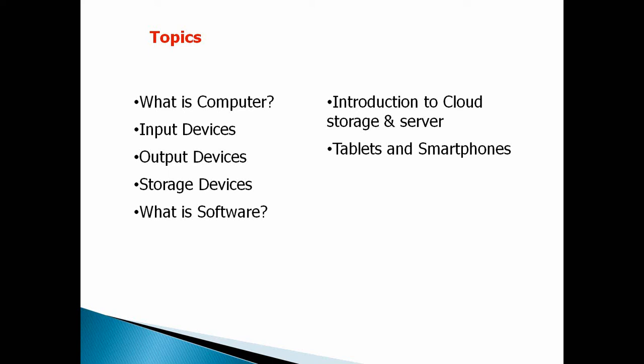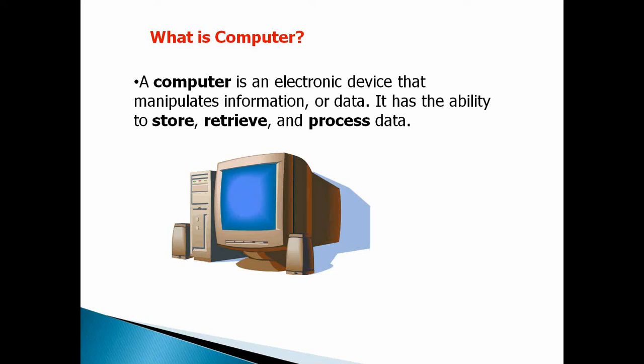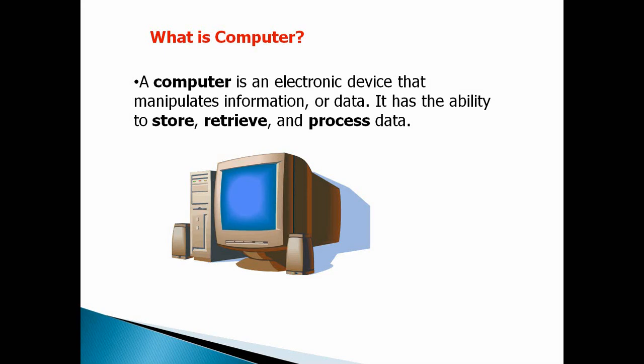Now let's see one by one. We will discuss this chapter. The first topic is what is computer? Exactly, a computer is an electronic device that manipulates information or data. It has the ability to store, retrieve, and process data. You may already know that you can use a computer to type documents, send email, play games, and browse the web. You can also use it to edit or create spreadsheets, presentations, and even videos.